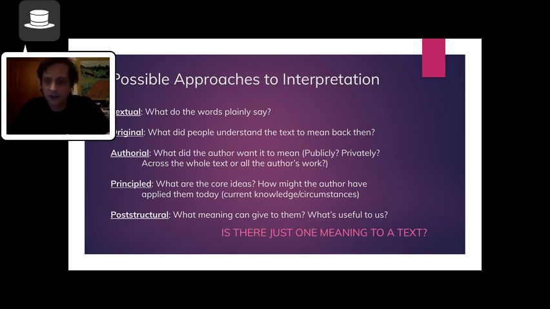I think they're just terms that help us understand these different approaches. Every time you read a text, you're probably going to be using multiple approaches and multiple ways of thinking, and you won't be using them consciously. But it's worth spelling them out, because these are the things that are probably coming across your mind. So, first off, textual.